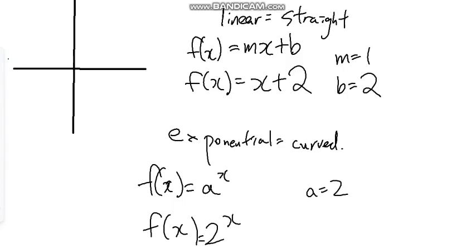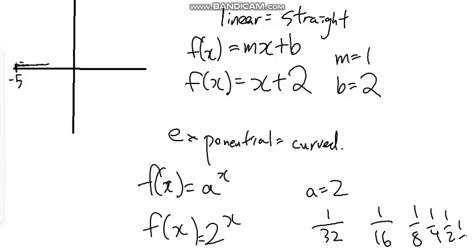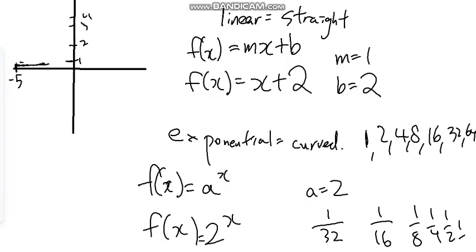So as I said, if a was 2, then let's see. If this is negative 5, then we put negative 5, it would be 1 out of 32, it's barely anything, we start at the bottom. 1 out of 16, still at the bottom, as you go up, you're onto the 1s, 2s, 4, 8, 16, 32. It just keeps going on slowly.